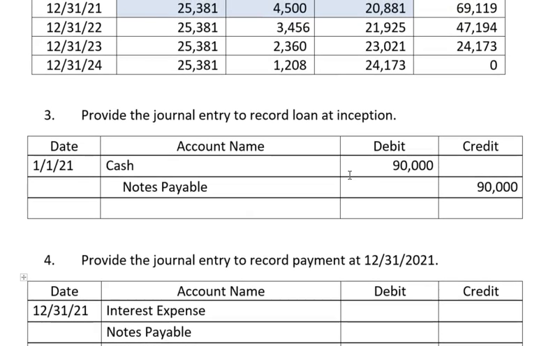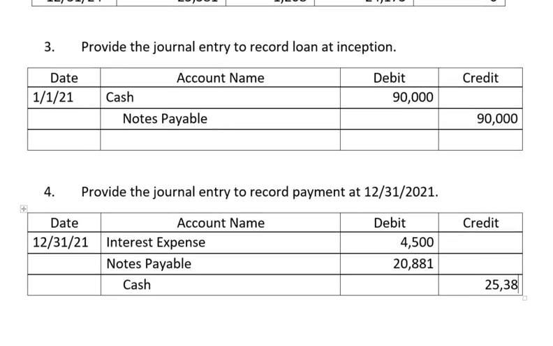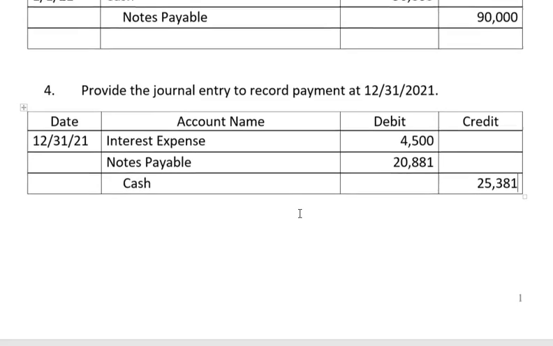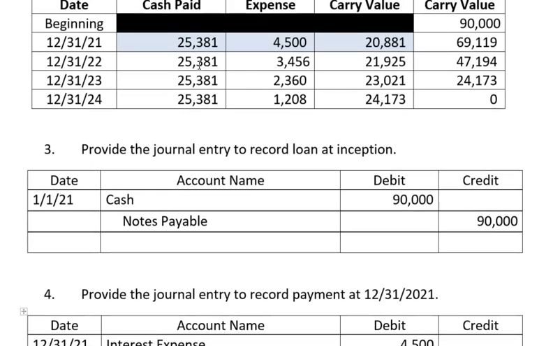And again, follow through. $4,500 would be our interest expense. Our note payable would be $20,881, and then $25,381 would be the cash payment. Now we could journalize the rest of this. We could just keep going because every single payment would be the exact same entry. The only difference would be the split between interest and carrying value, or notes payable, excuse me.